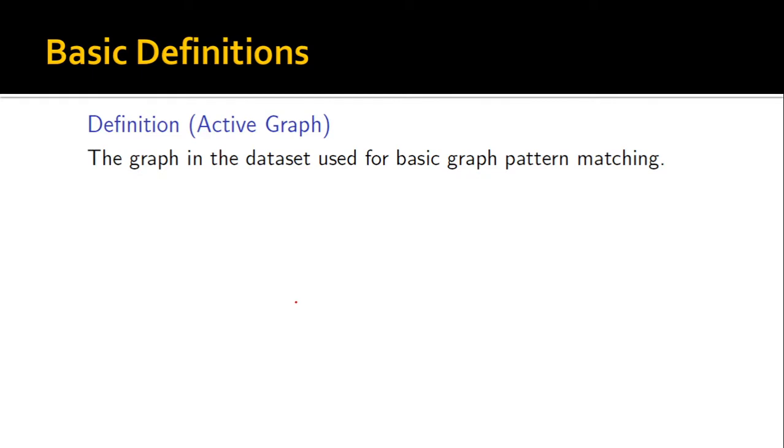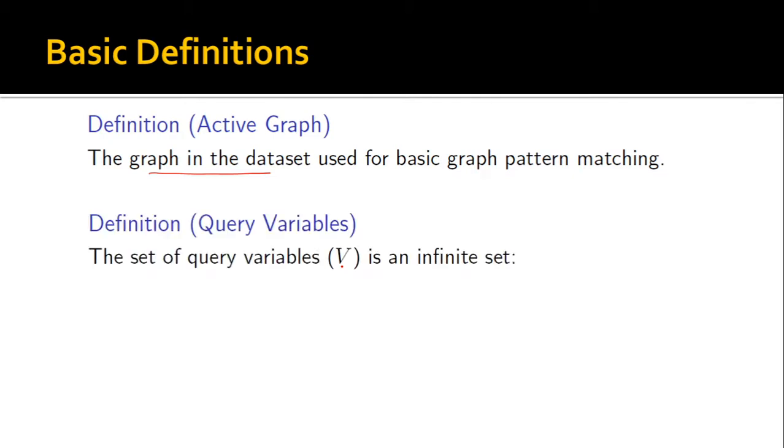I know that having a dataset consisting of various graphs doesn't ensure that all the graphs will be active, right? So that's why we need to define an active graph. The active graph is basically the graphs in the dataset that are used to match the basic graph pattern that is there in the query, right? So all the other graphs will be in a passive mode, or in a dormant mode.